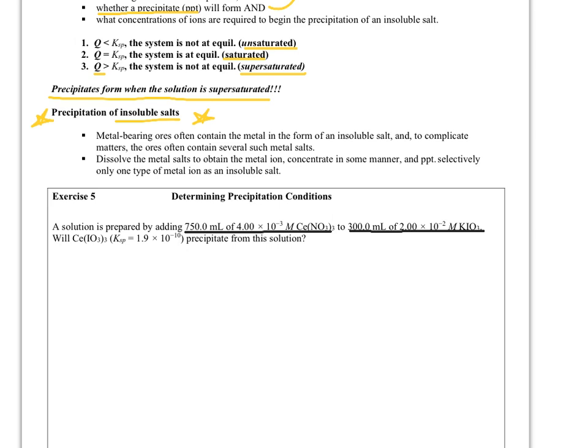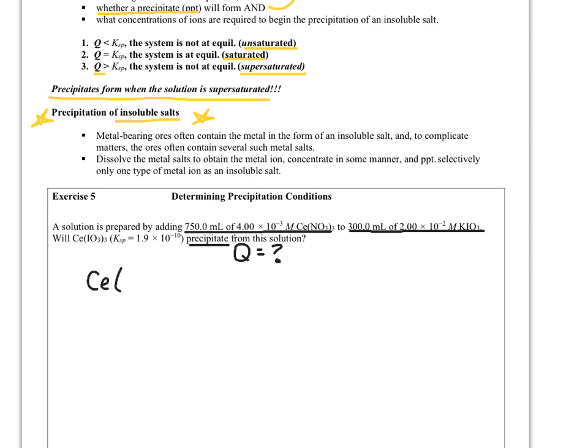The other thing we're asked is, will it precipitate? That means if I want to find that, I'm going to be looking for Q, right? Because I need to know where Q is compared to KSP to know if it's going to precipitate. So that means we need to know the initial quantities of each of the substances. So it gave me that.